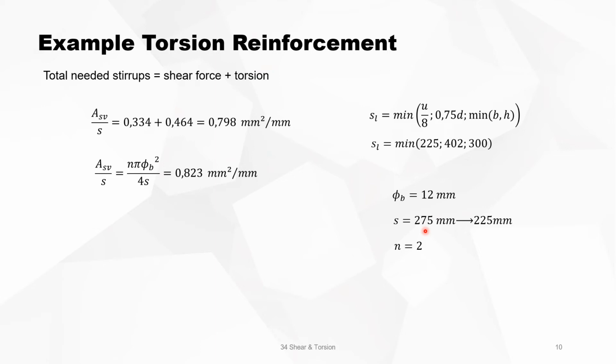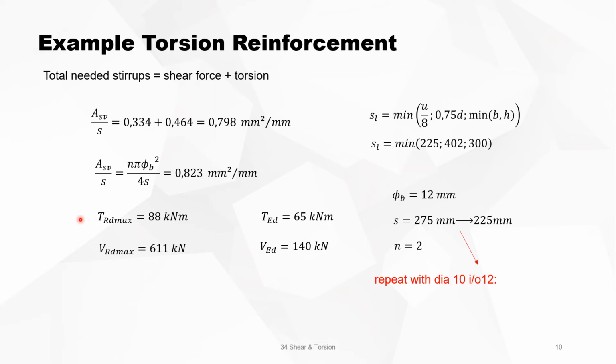Now, this spacing was okay for shear force, but it's not okay for torsion. In fact, it means the diameter 12 is too big, because you should reduce the 275 to a maximum of 225. You cannot go further on. But if you take 225, you have too much stirrup reinforcement. So in fact, we should now repeat the exercise with a diameter 10 instead of 12. We will see how we handle that, but for the moment, we continue with 12.